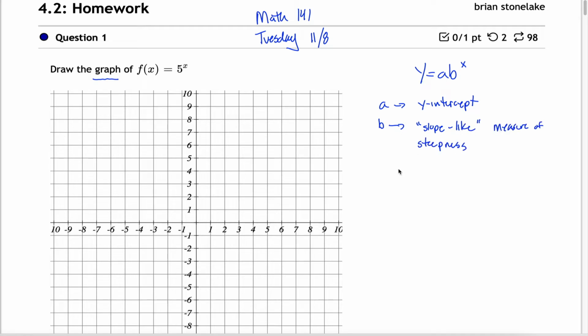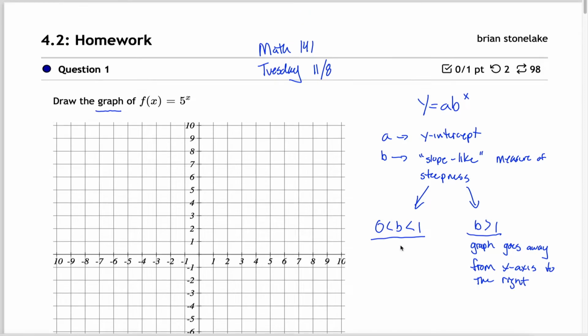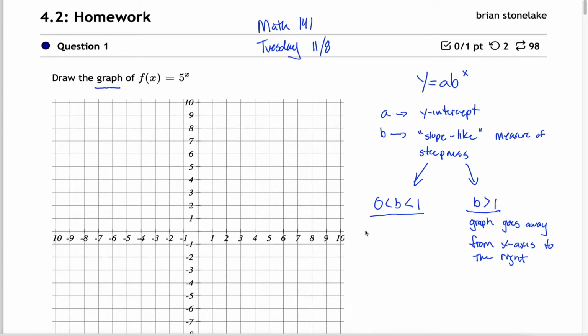And importantly, b is always going to either be between 0 and 1 or be greater than 1. I think the easiest way to keep track of these two different cases is to think about what happens when you go to the right on your graph. When you go to the right, if b is greater than 1, the graph is going to be moving away from the x-axis. When b is between 0 and 1, the graph is moving towards the x-axis. That's all very general, but for the first few homework problems, we talk about more specific graphs, where really you don't even need to know any of this stuff. You can come up with the graph without any of that. Let me show you how.